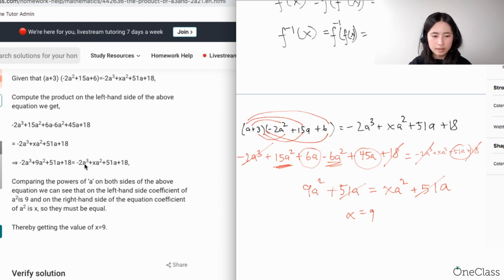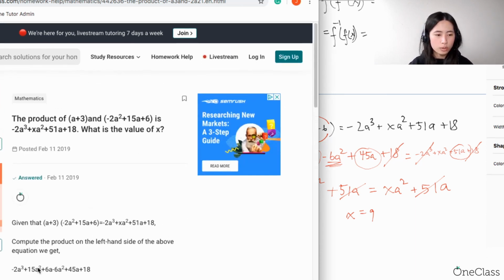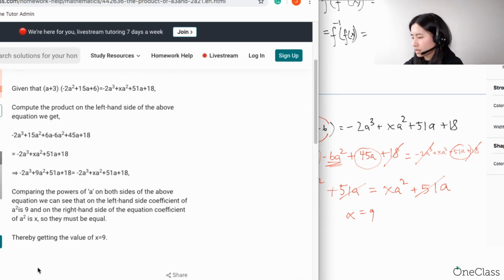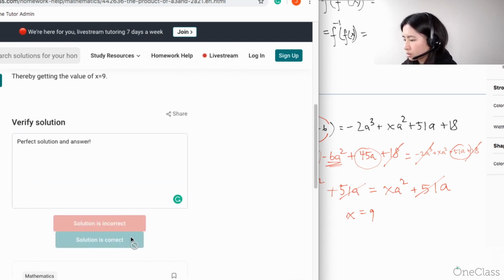As you can see, we canceled out the negative 2a cubed, and 9a squared remained. We had 51a as well, right? And then we had the 18 and the 18 on this side. And ultimately the 51a is going to cancel out, right? So their value is x equals 9. Okay, so we don't have anything to correct because this is perfect. So perfect solution and answer. Okay, the solution is correct.